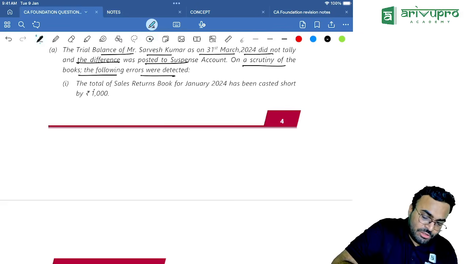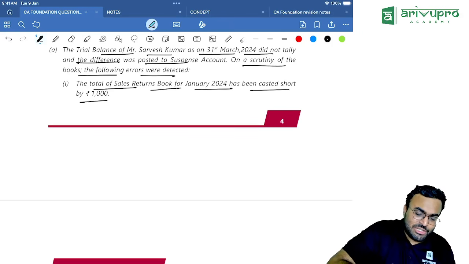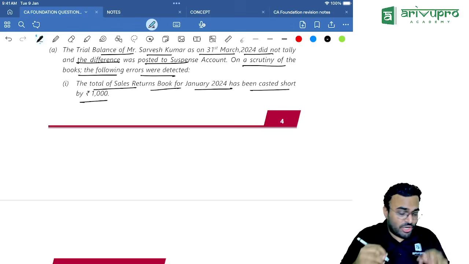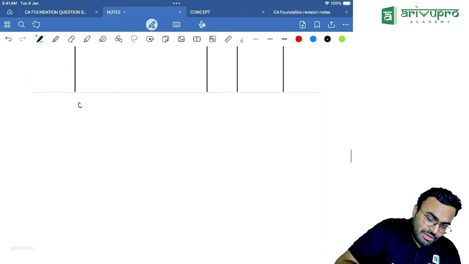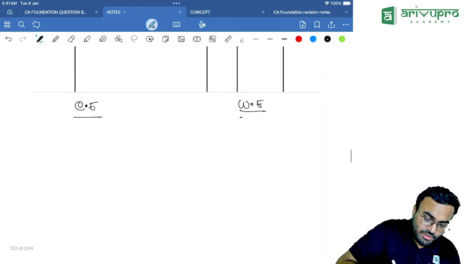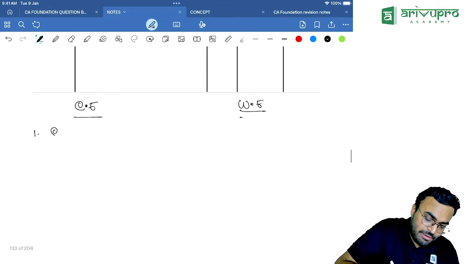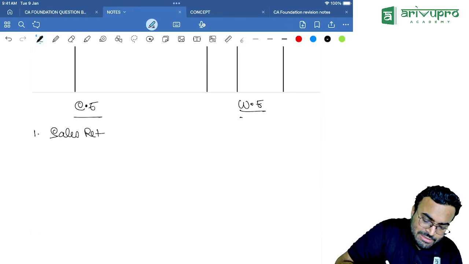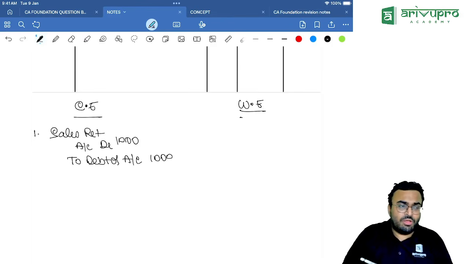First one. The total of the sales return book for January 2024 has been cast short. Did we have these kinds of errors regularly? Yes. First, the correct entry. Total of which book? Sales return book. So what should be the entry? Sales return account debited, 1000, to debtor account, 1000.